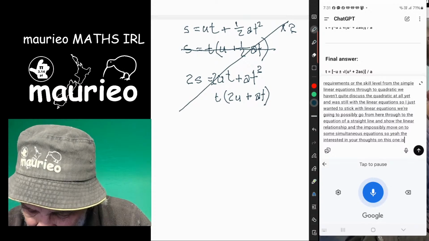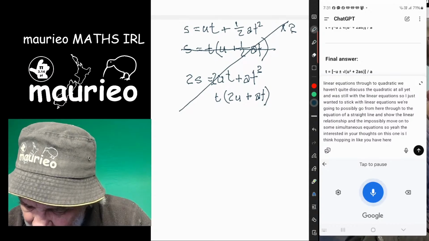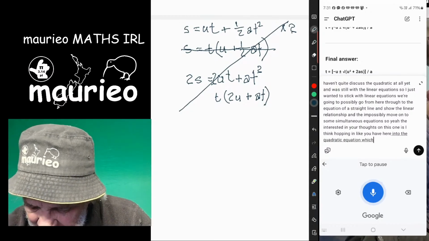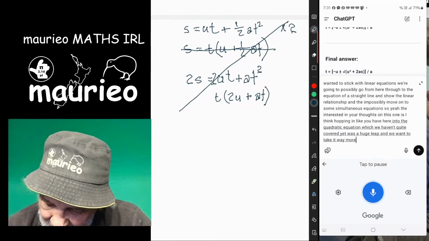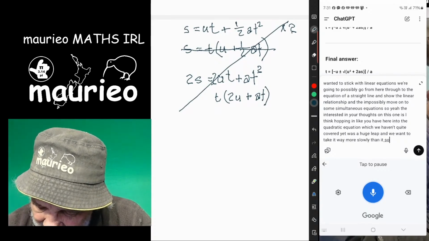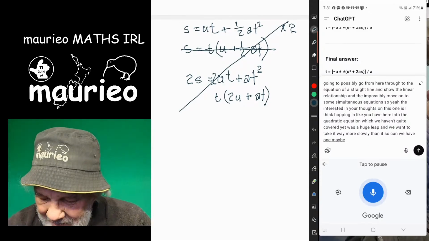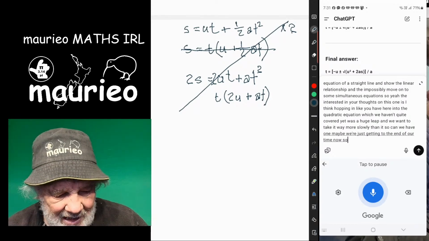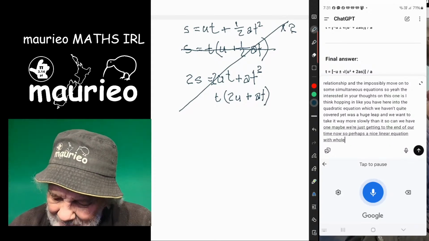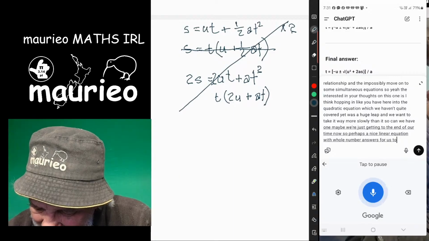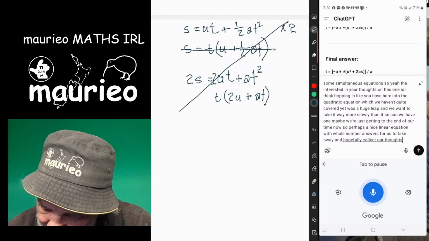I think hopping in like you have here into the quadratic equation, which we haven't quite covered yet, was a huge leap, and we want to take it way more slowly than that. So can we have one, maybe we're just getting to the end of our time now, so perhaps a nice linear equation with whole number answers for us to take away and hopefully collect our thoughts and see how we go.